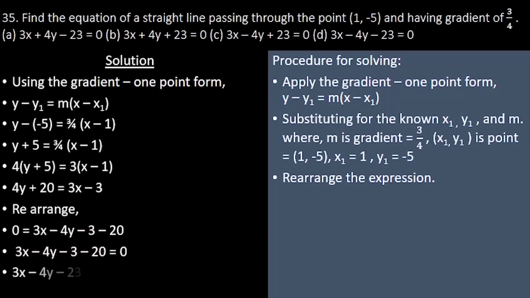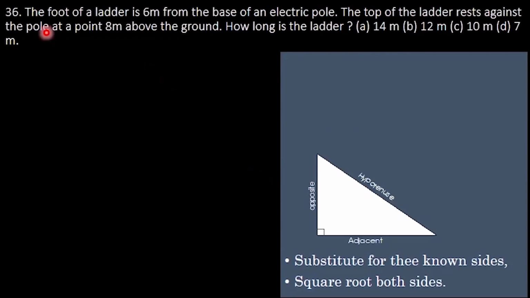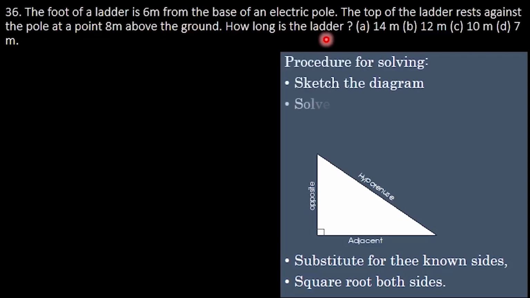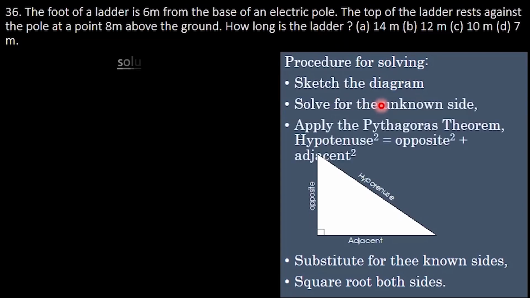Question 36. The foot of a ladder is 6 meters from the base of an electric pole. The top of the ladder rests against the pole at a height 8 meters above the ground. How long is the ladder? The procedure for solving this: sketch the diagram, then solve for the unknown side, and apply the Pythagoras theorem, that is, hypotenuse squared is equal to opposite squared plus adjacent squared. This is the diagram to use for the Pythagoras theorem. Then substitute for the unknown sides, then square root both sides.